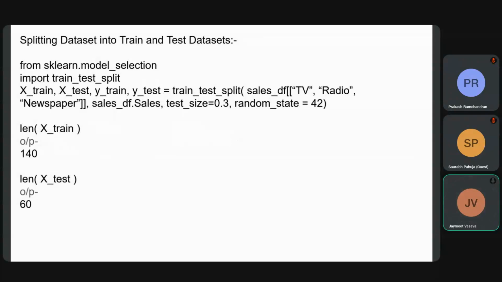So we import scikit-learn's model selection and use the train test split in order to split the data set that we are working with. We are splitting it 70-30 because the test size is 0.3 and the random state value is 42. So the number of values within X train is 140 and for X test is 60.